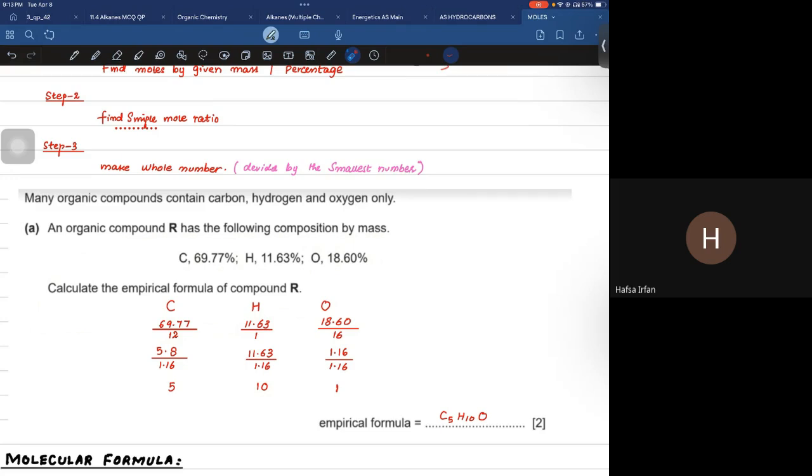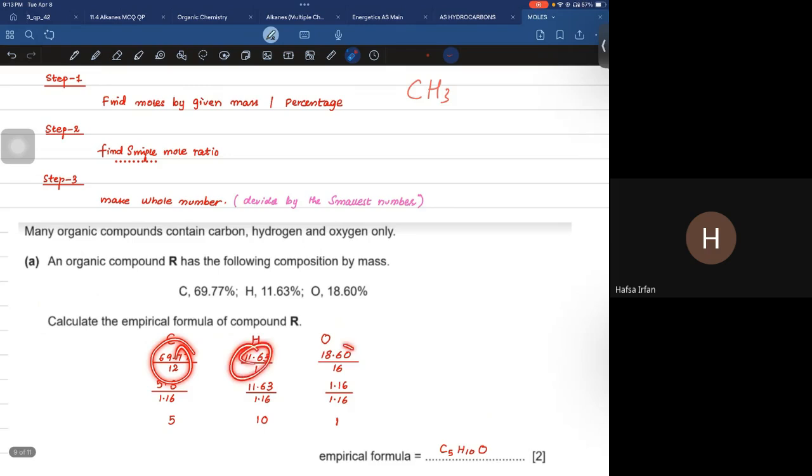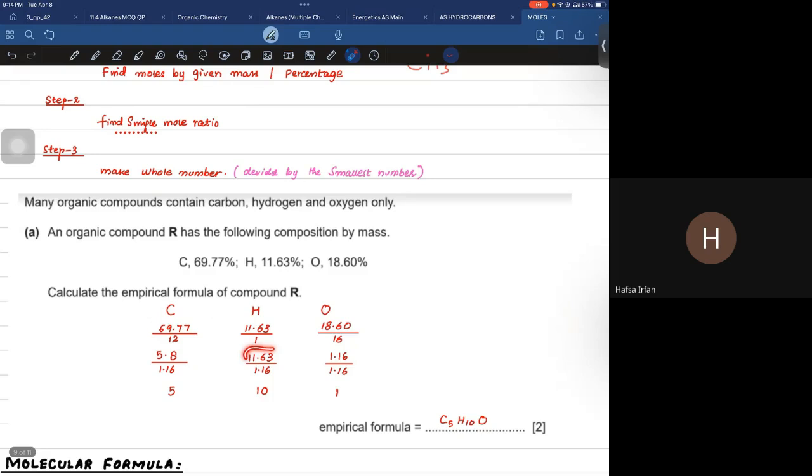So step number one, I'm going to find out the moles first. 12 is the atomic mass of carbon, 1 is the atomic mass of hydrogen, and 16 is the atomic mass of oxygen. Mass over Ar, mass over Ar, mass over Ar. I would be getting the moles. Then I got these answers after the division of these numbers.